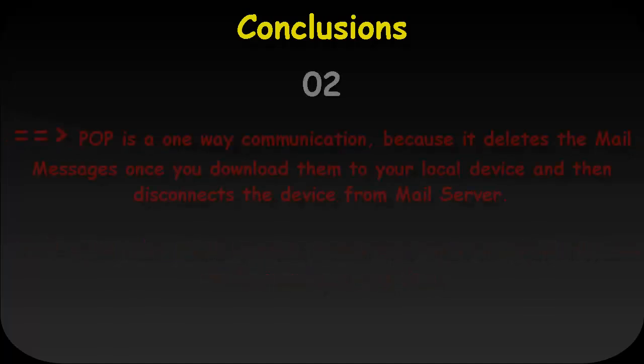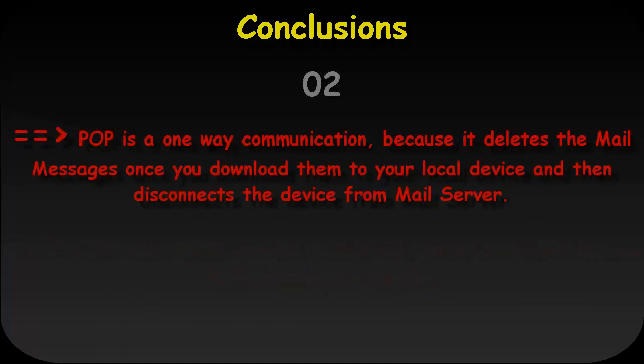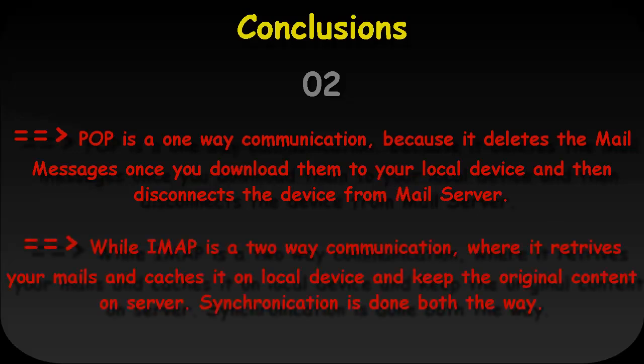Second, POP is a one-way communication because it deletes the messages once you download them to your local device and then disconnects the device from the mail server, while IMAP is a two-way communication where it retrieves your mails and caches them on your local device and keeps the original content on the server. Synchronization is done both ways.